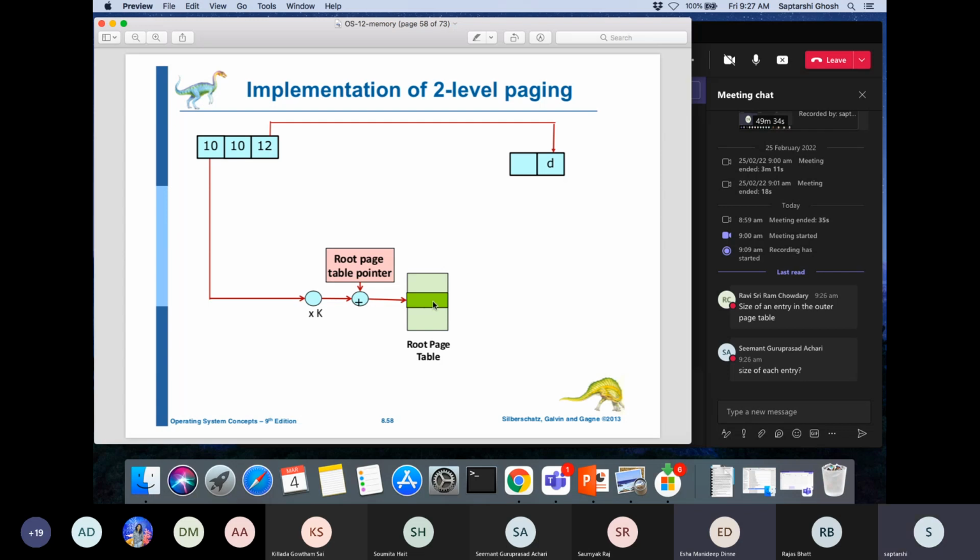Okay, I repeat. This entry of the root page table gives us the starting address of a page of the main page table. That starting address is added with this 10, again multiplied by k, right? So see, this root page table entry gives us the starting address of a page of a page table. Okay, that is added with this second entry, this 10, again multiplied by k to get a particular entry in the inner page table. So remember, this is a page of the main page table, or inner page table. Within this page, the starting address of the page was obtained from the root page table entry. And within this page, we got to a particular data item by using this 10.